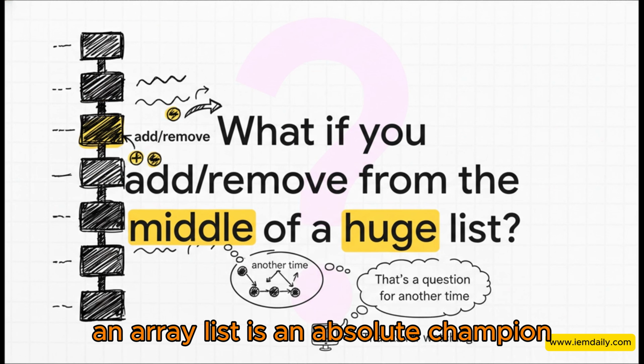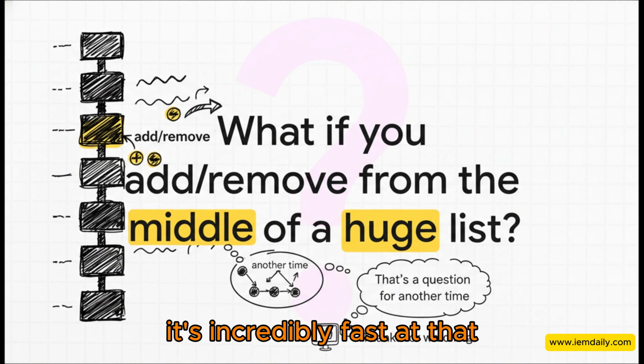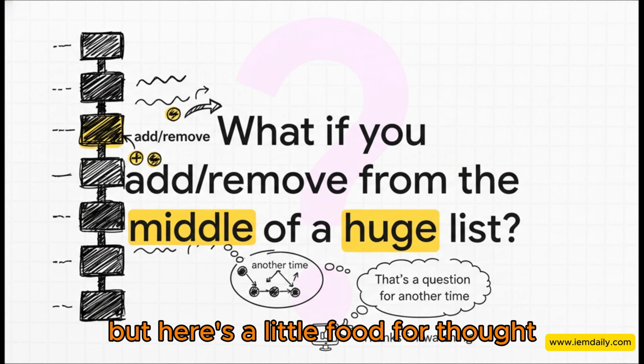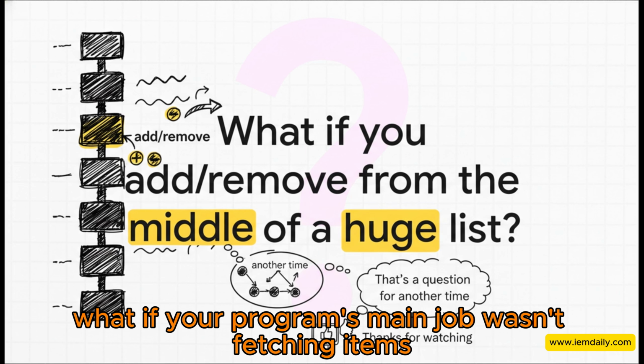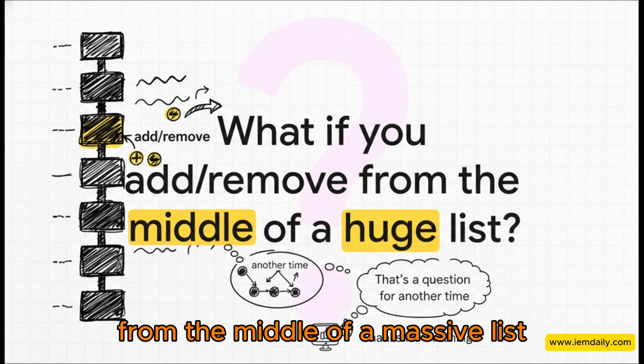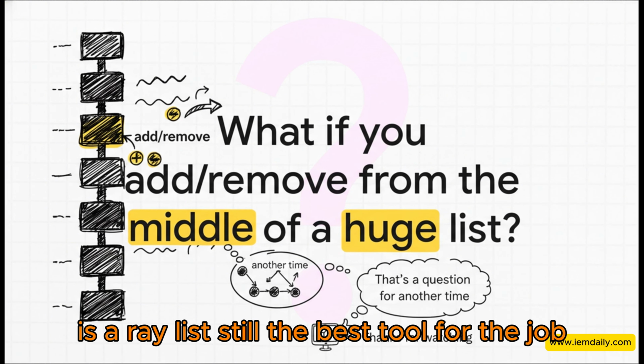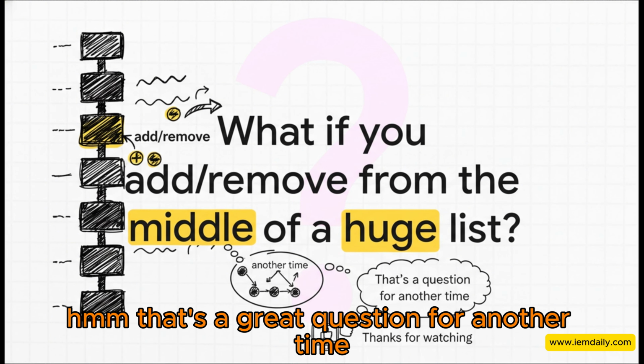An ArrayList is an absolute champion at accessing items by their index. It's incredibly fast at that. But here's a little food for thought. What if your program's main job wasn't fetching items, but was constantly adding and removing things from the middle of a massive list, maybe with millions of items? Is ArrayList still the best tool for the job? That's a great question for another time.